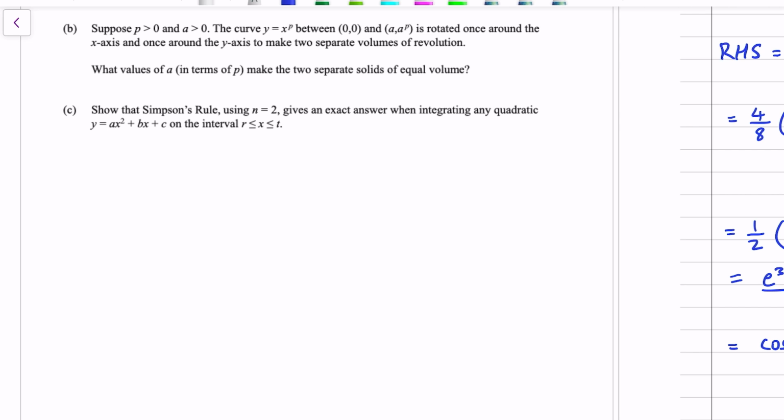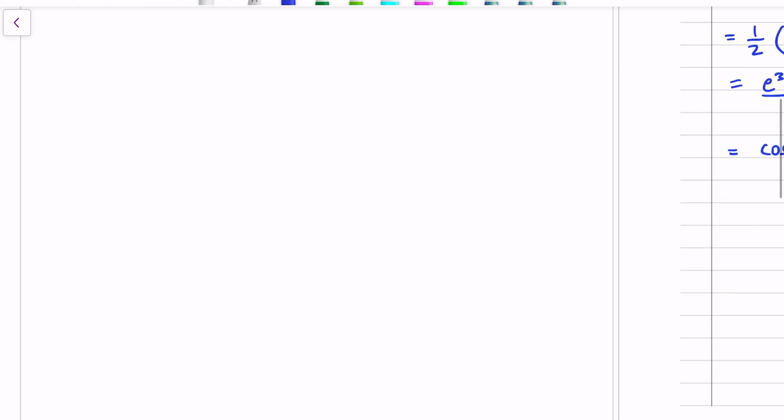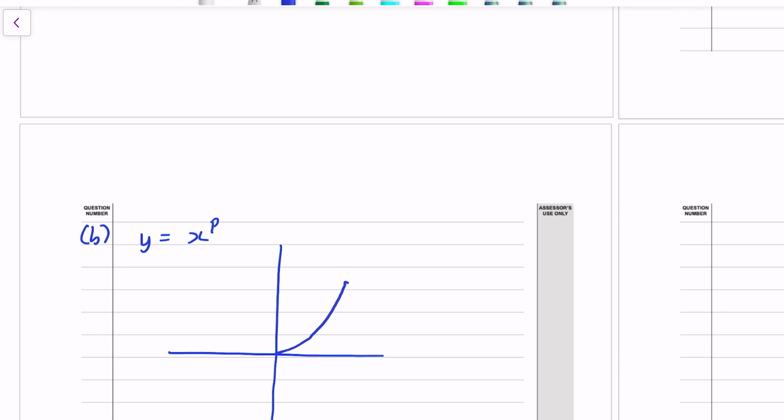And I don't know, let's say a to be 2 as well. Doesn't really matter, but I just want to draw that picture. Okay, so we've got y is equal to x to the p. So let's go and just draw that, like I said, for a parabola. And we're drawing it between the origin and some point x equals a. And then that value there was a to the p.